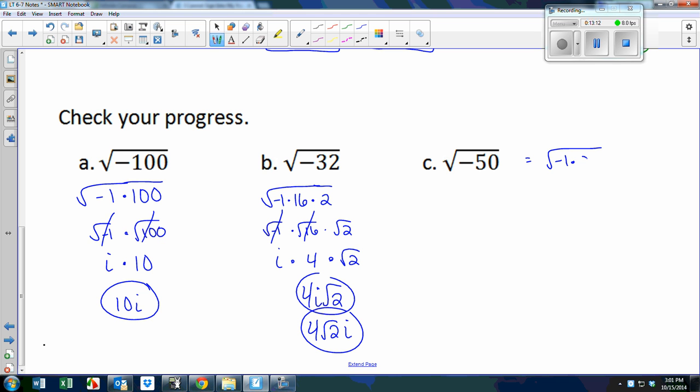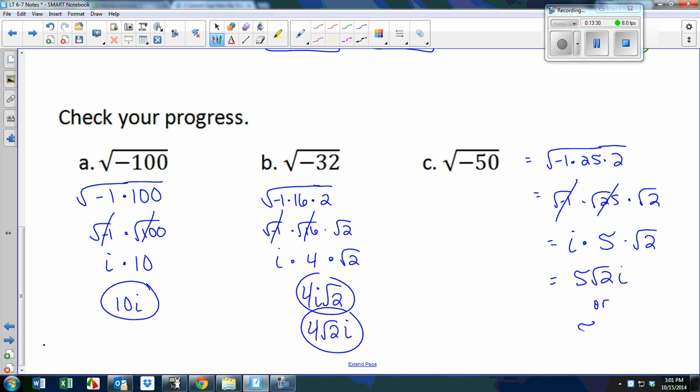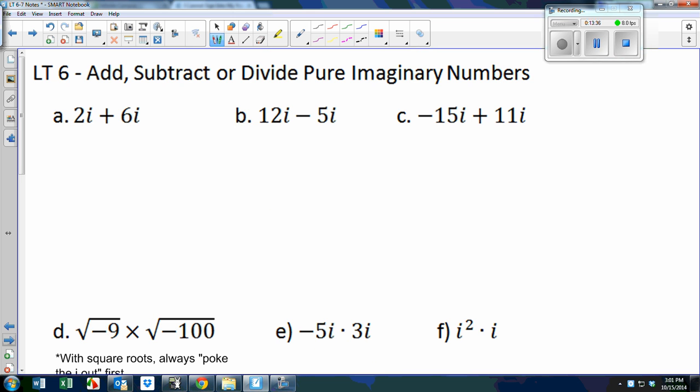The square root of negative 1 times 25 times 2, which is the square root of negative 1 times the square root of 25 times the square root of 2. The first reduces to i times 5 times the square root of 2. So it's 5 square roots of 2i, or 5i square roots of 2. Either one is fine. All right, that was square roots.